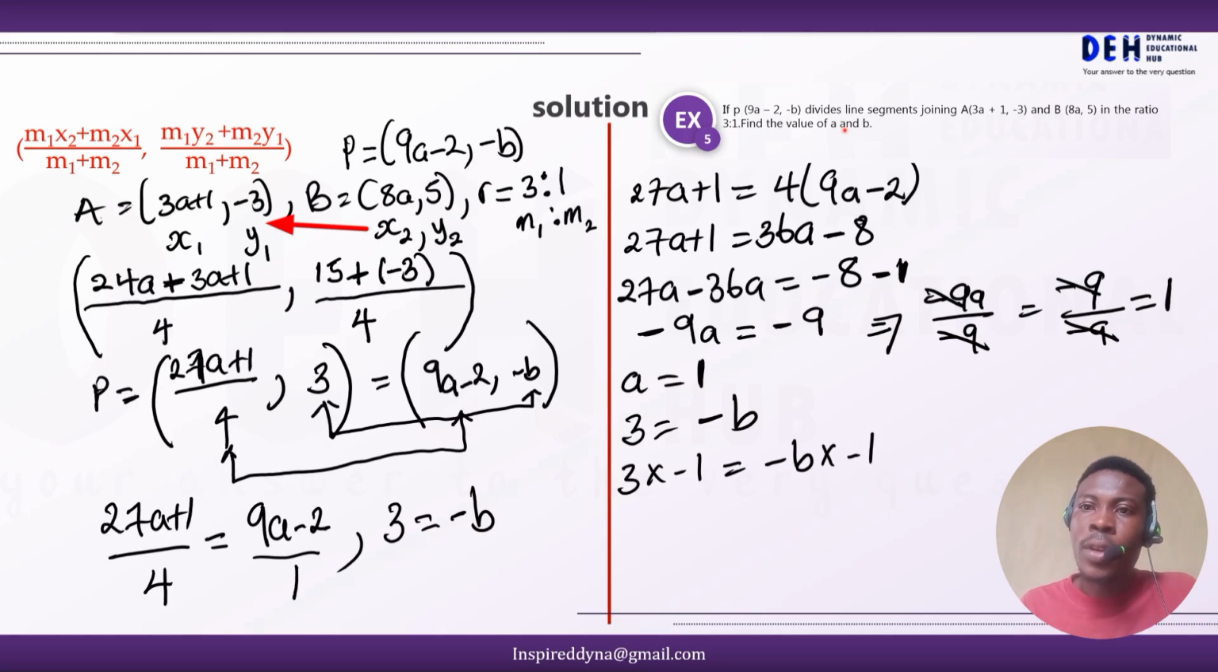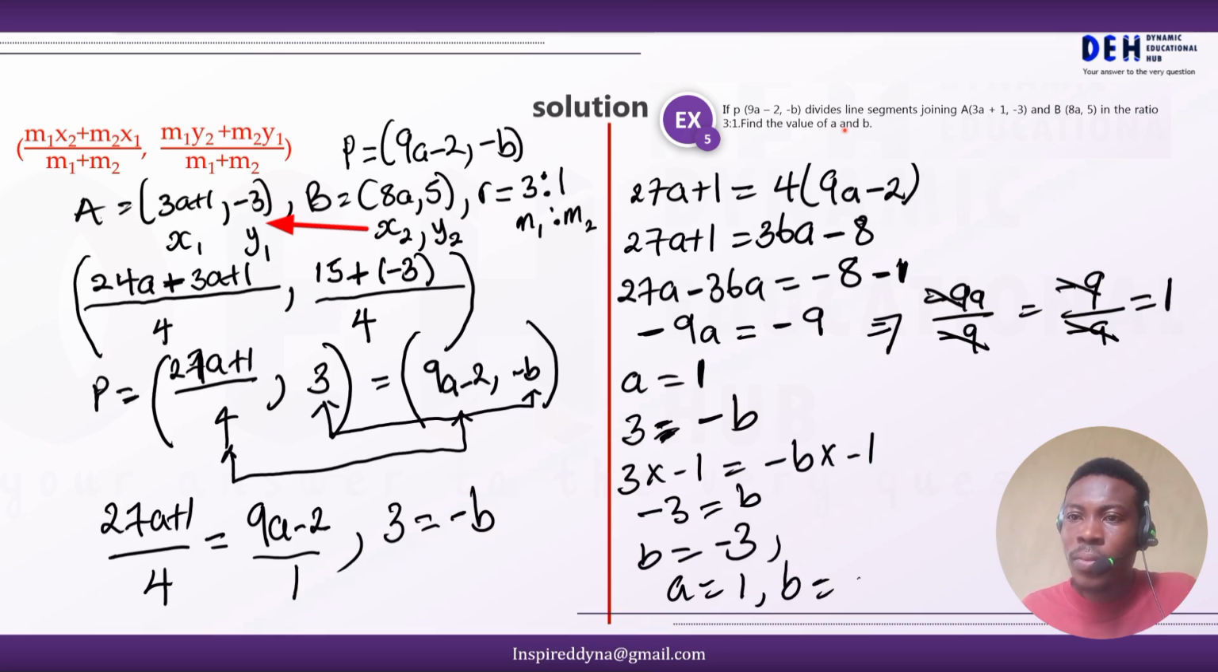Why are we doing this? This is an equation. Whatever you do to the right hand side, you must do to the left hand side, or whatever you do to the left hand side, you must do to the right hand side. So you have minus 3 is equal to b. b is equal to minus 3. You can write it. So, we have seen that a is equal to 1, b is equal to minus 3.